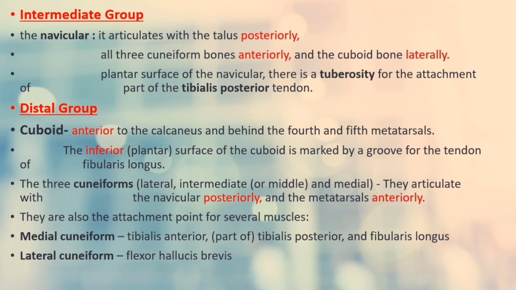The 3 cuneiforms are the lateral, intermediate or middle, and medial or wedge-shaped bones. They articulate with the navicular posteriorly, and the metatarsals anteriorly. The shape of the bones helps form a transverse arch across the foot. They are also the attachment point for several muscles. Medial cuneiform: tibialis anterior, part of tibialis posterior, and fibularis longus. Lateral cuneiform: flexor hallucis brevis.